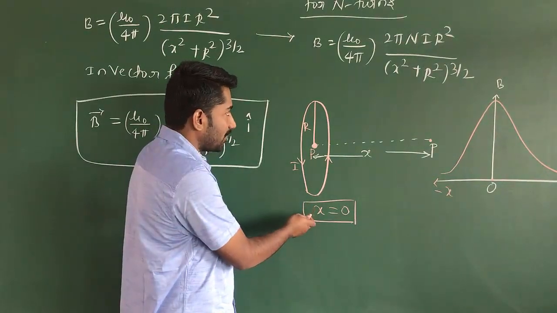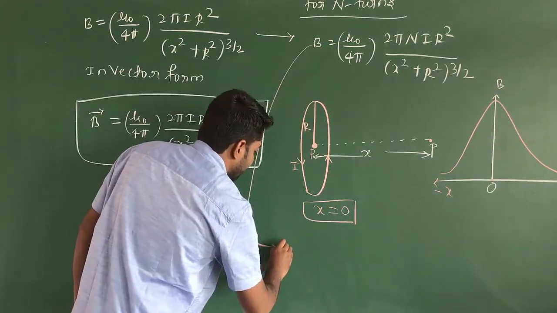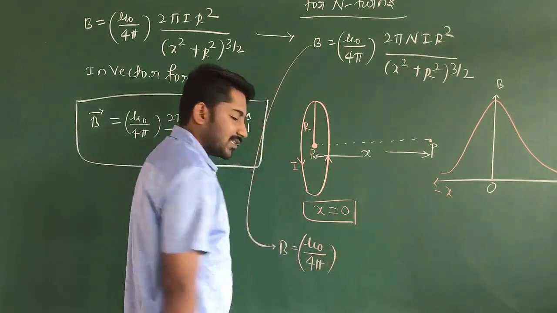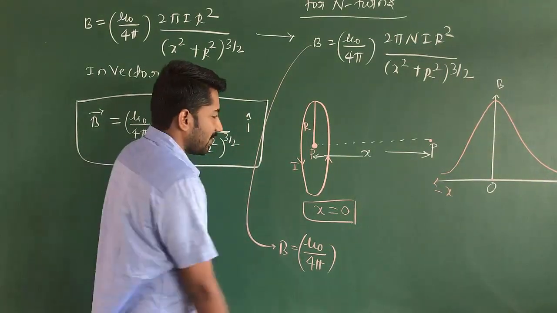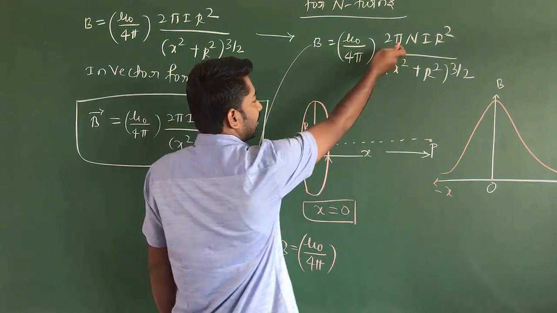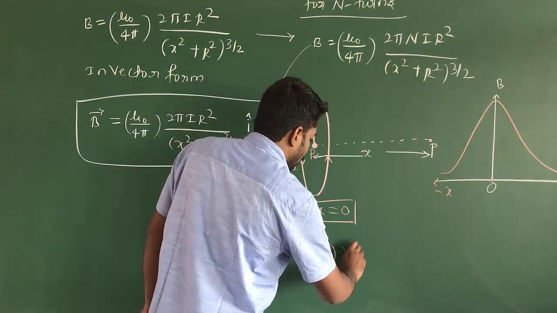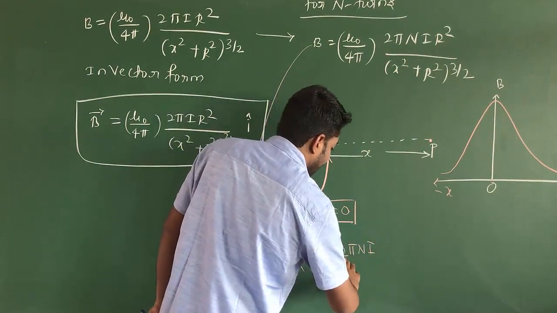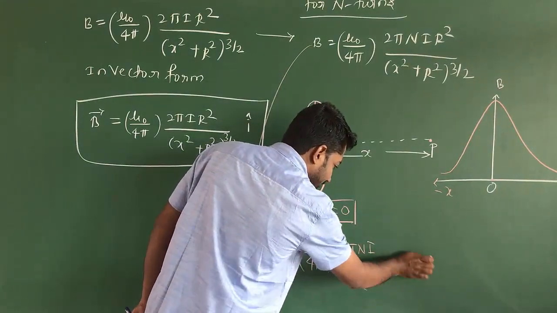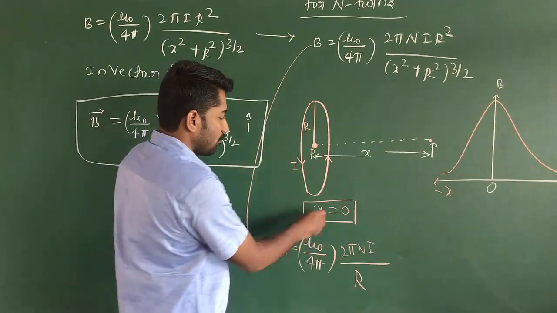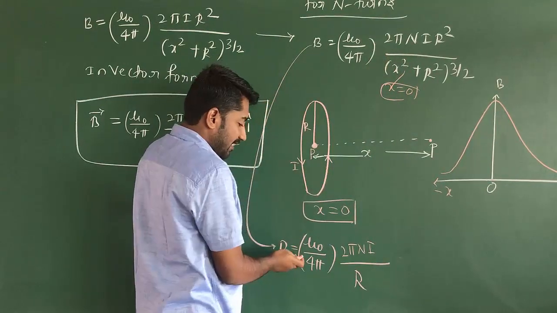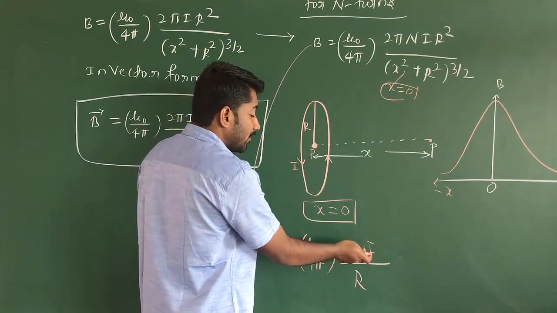When x equal to 0, the magnetic field equation becomes B is equal to mu naught divided by 4 pi, times 2 pi n I divided by R. Put x equal to 0 in this equation, and the value becomes B is equal to mu naught divided by 4 pi, 2 pi n I divided by R.